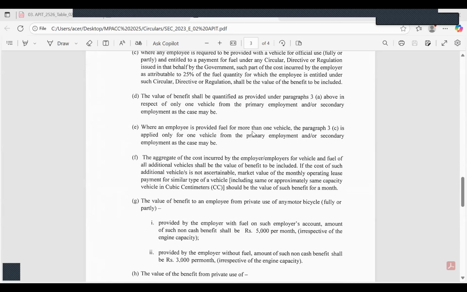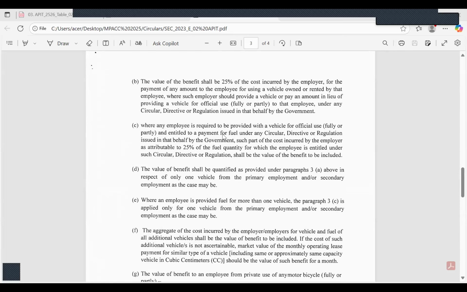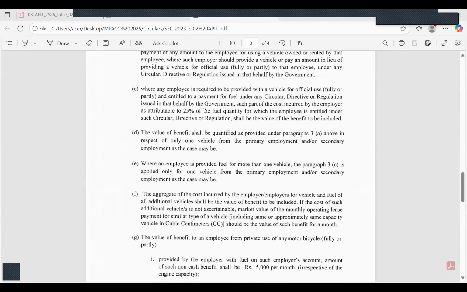Then fuel also, if fuel is provided for more than one vehicle, Part 3C is applied only for one vehicle. That means 3C means this 25%. 25% is applicable only for one vehicle. If that person has been provided more than one vehicle and fuel is provided for more than one vehicle, at that time, for all other vehicles, the total amount should be considered.